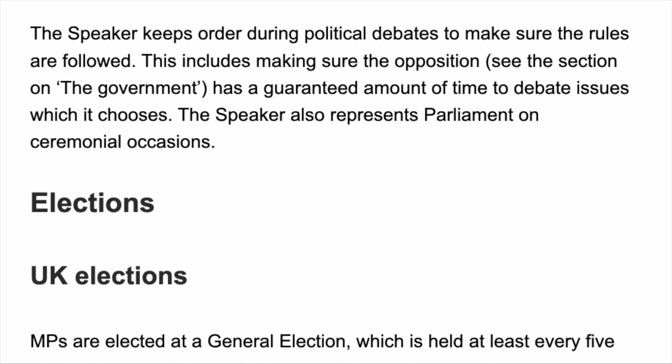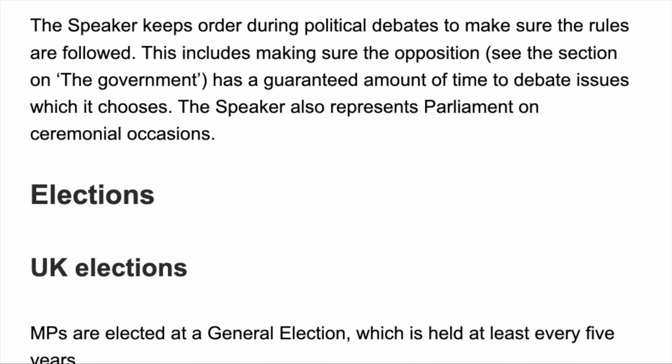This includes making sure the opposition, the section of MPs opposing the government, has a guaranteed amount of time to debate issues which it chooses. The Speaker also represents parliament on ceremonial occasions.